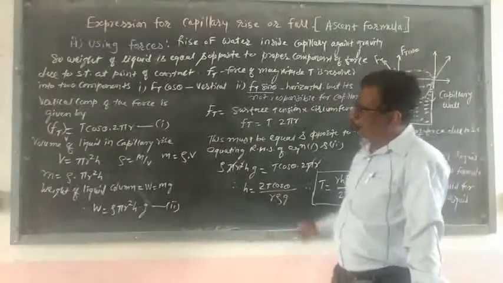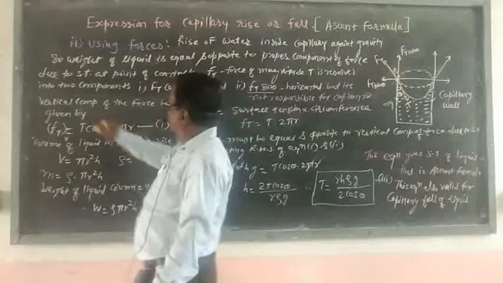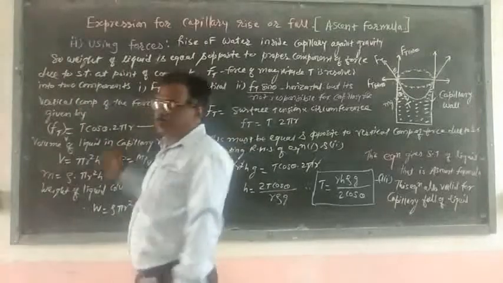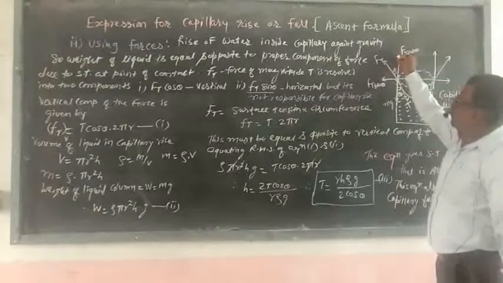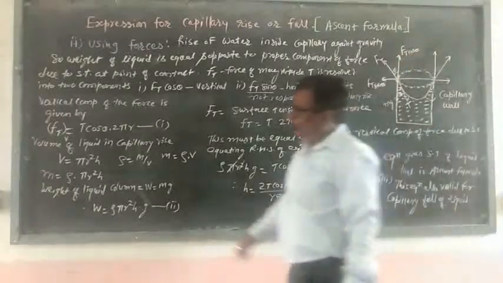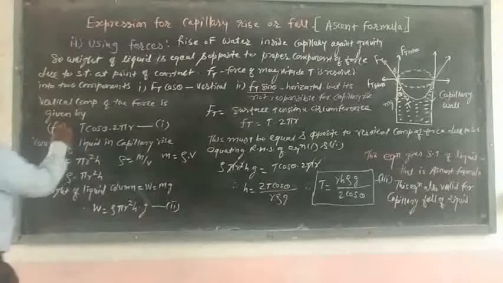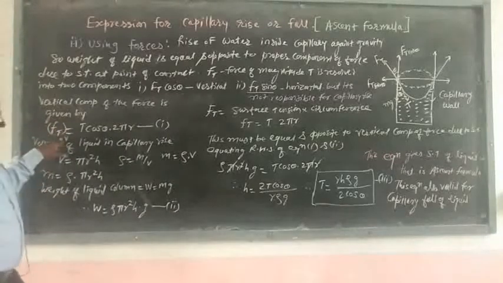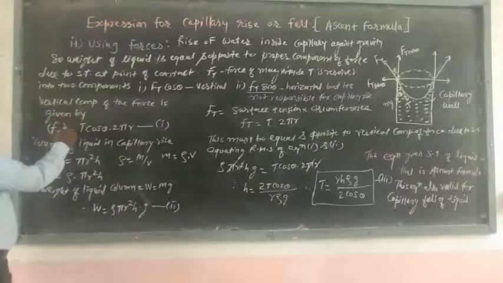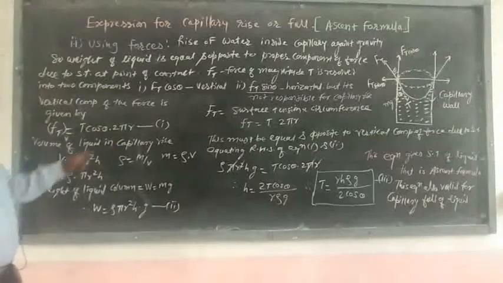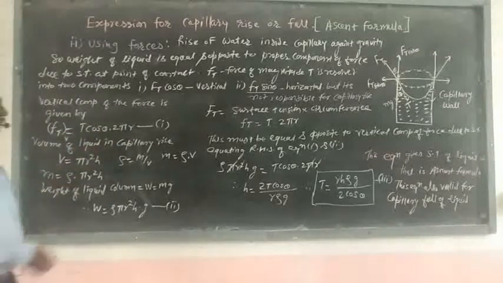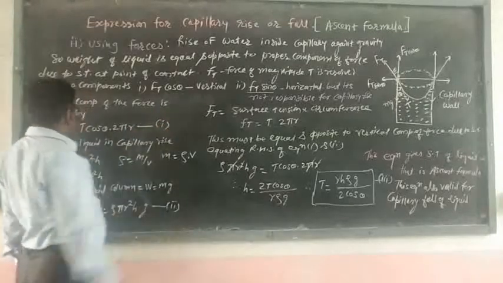Now we calculate the vertical component of the force. This is the vertical component, Ft into v, where suffix v represents its vertical component. It is equal to T cos theta into circumference. Circumference is equal to 2 pi r. We call this equation number 1.